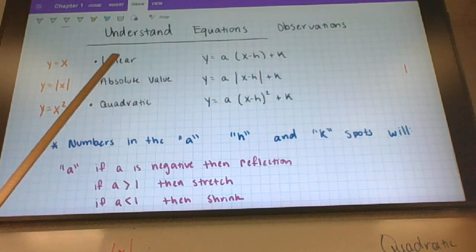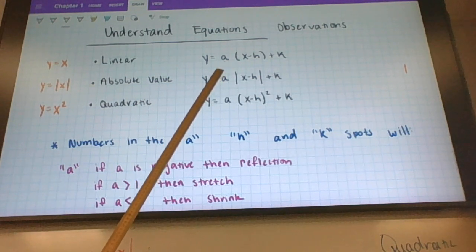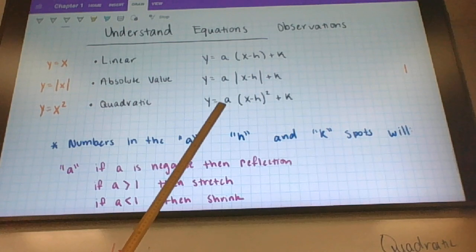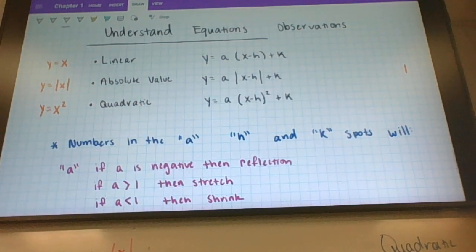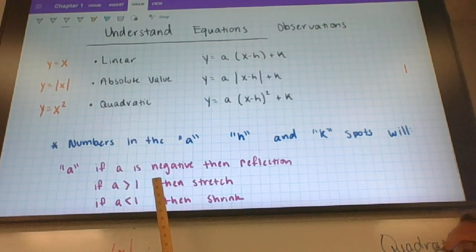Okay? So in our equations, if there's a number in front, all the mathematicians refer to that value as a, and we know exactly the effect it has on our graph. It has the effect of flipping it if it's negative, has the effect of stretching it and making it skinny if it's greater than 1, and it has the effect of making it wider if it's less than 1.